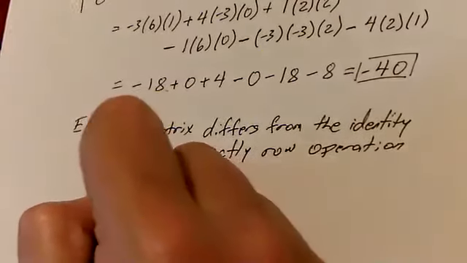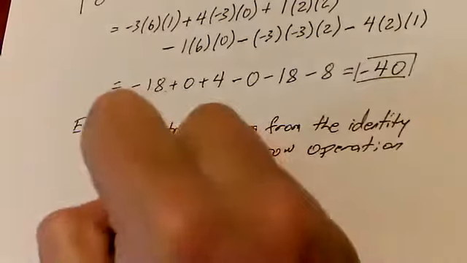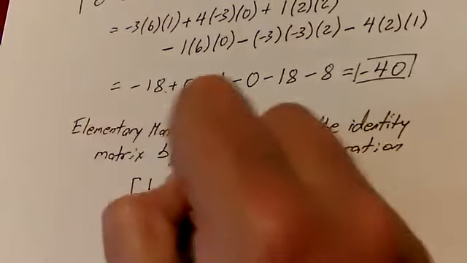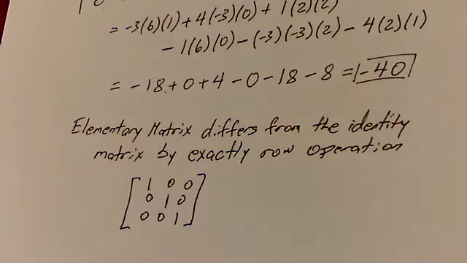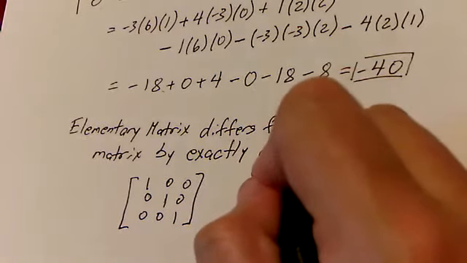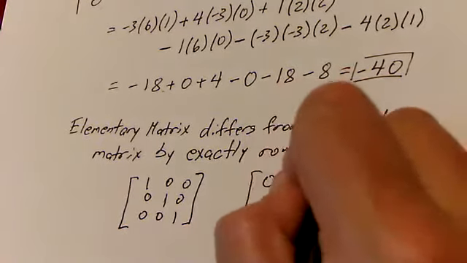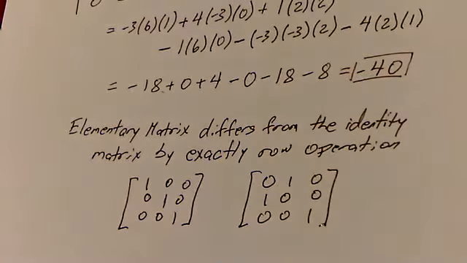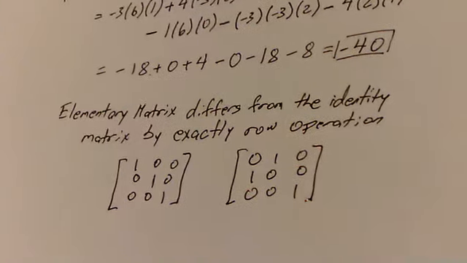So if I take a matrix here, this is the identity. Imagine the row operations you could do here. I could switch two rows. So let's switch the first and second rows. So I get 0, 1, 0, and 1, 0, 0, and 0, 0, 1. So I could do that. That's an example of an elementary matrix.